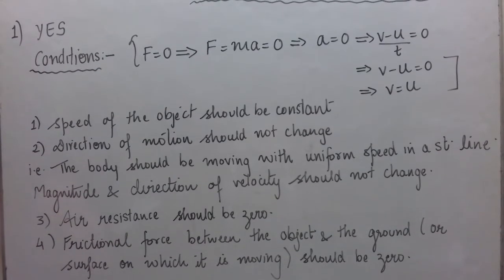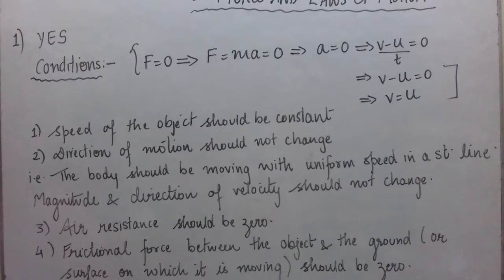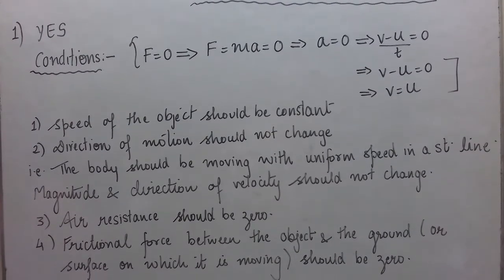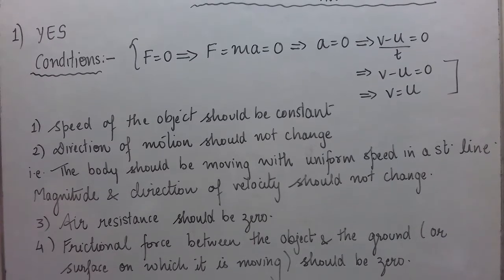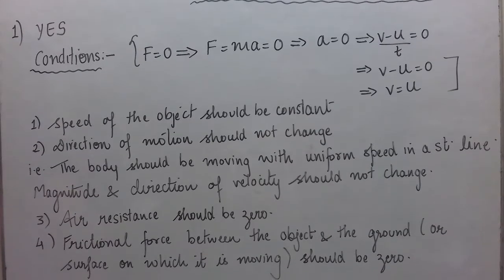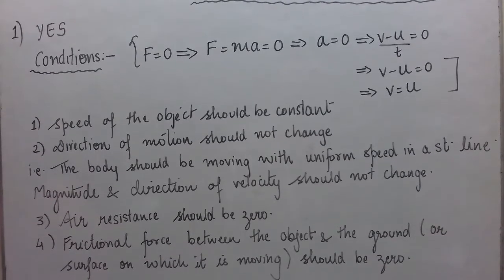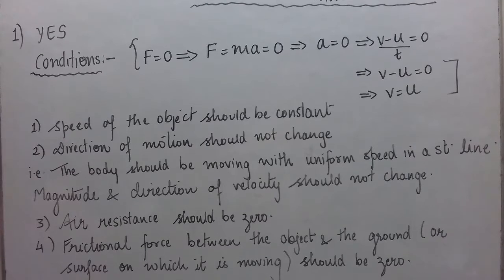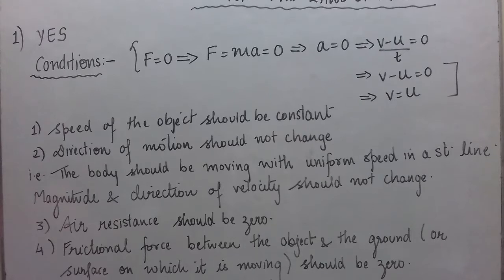It is written here, an object experiences a net zero external unbalanced force, which means that there is no force acting on the object. Maybe there are many forces acting, but there is no net force acting on the object. That means F is 0. They have asked further, is it possible for the object to be traveling with a non-zero velocity? Non-zero velocity means it should be moving. So is it possible that if no external force is acting on a body, it can move?